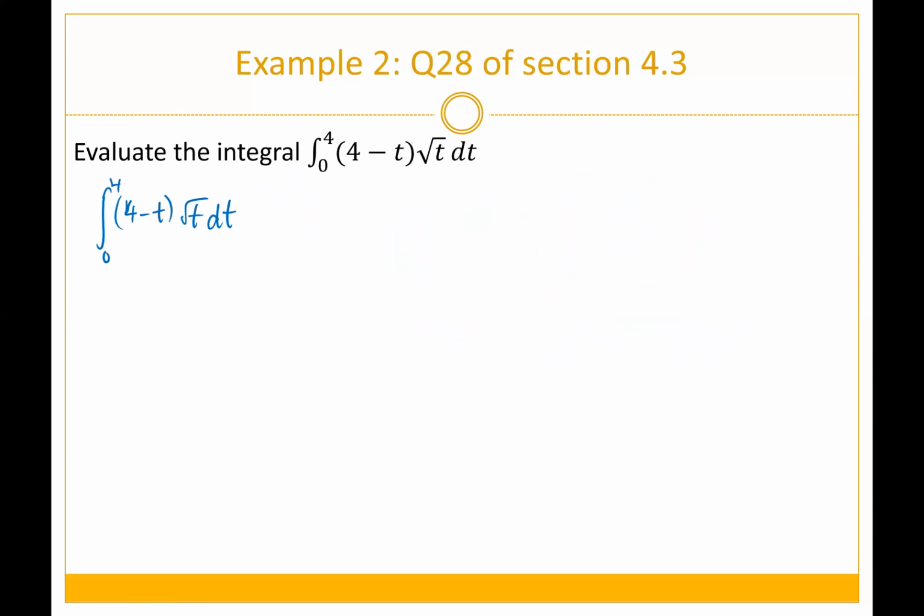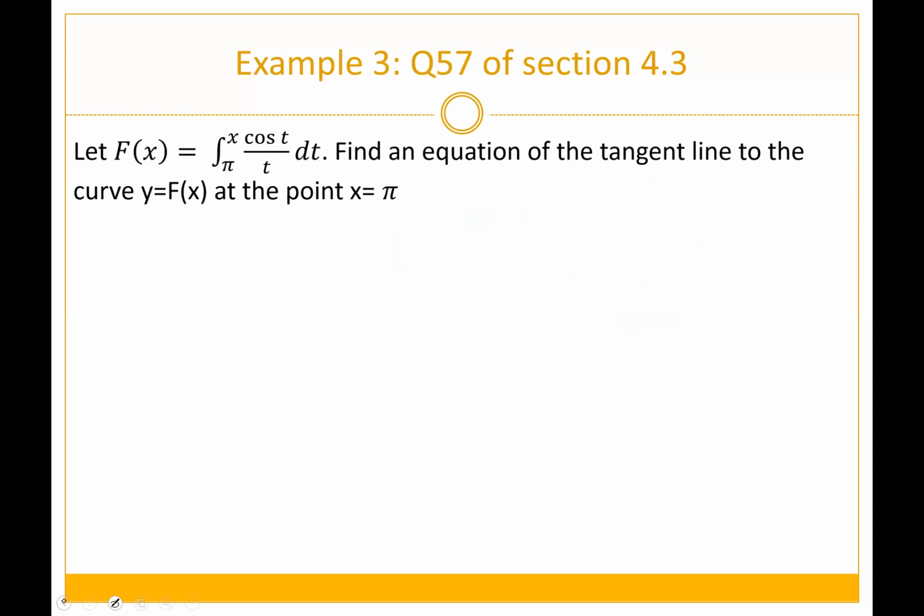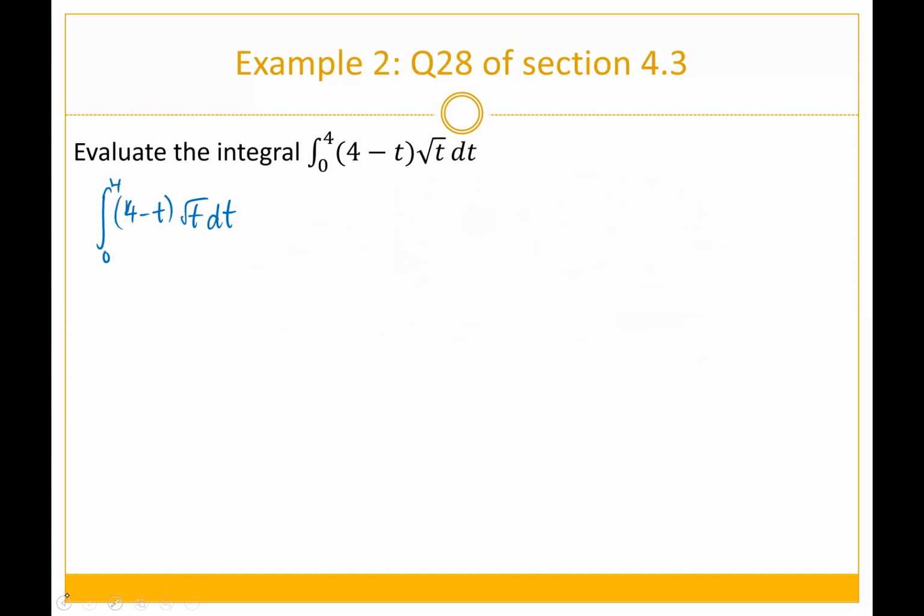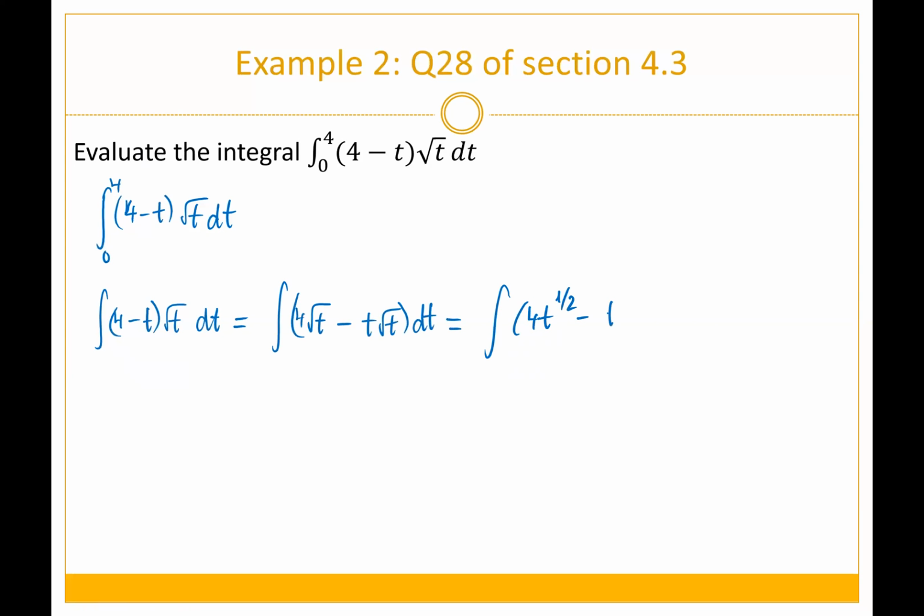So you have... give me a second. So first we find, what is the antiderivative of this? This one is going to be the integral of 4 square root of t minus t square root of t dt. Or you can rewrite it as 4 t to the 1/2 minus t to the 3/2 dt. And this one we learned last week, how to find this antiderivative.